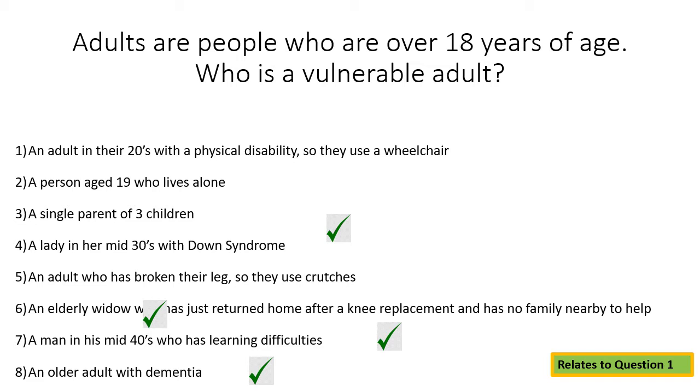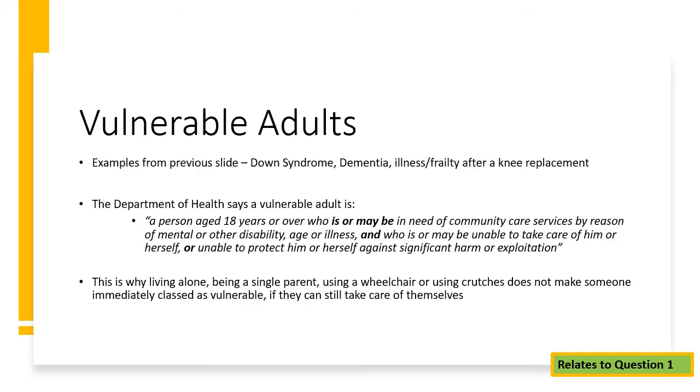Whereas an older adult with dementia will need more care, and it's not going to be short term, it's going to be over a longer period. So that adult with dementia will need support from other people to support their care. And just to reiterate what was said on the previous slide, the vulnerable adults were the person with Down syndrome, the person with dementia, and there was illness and frailty after a knee replacement.